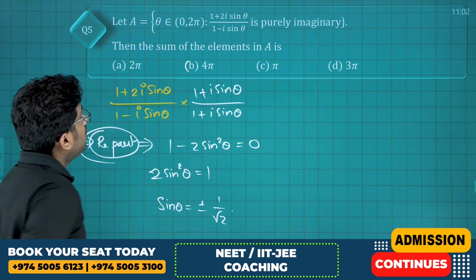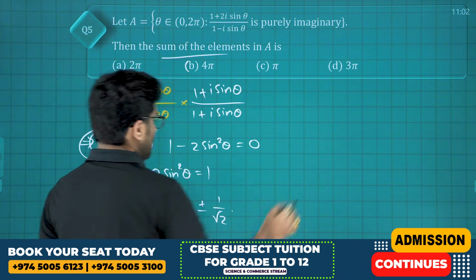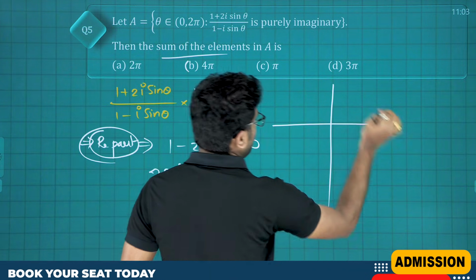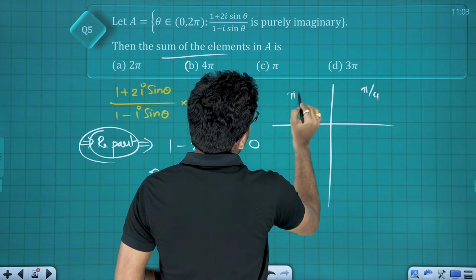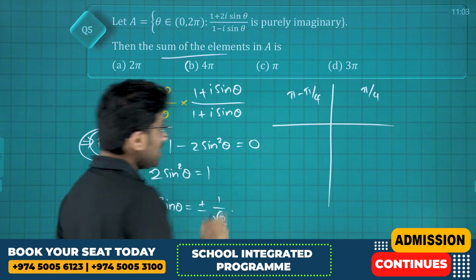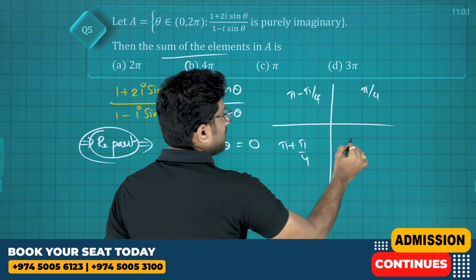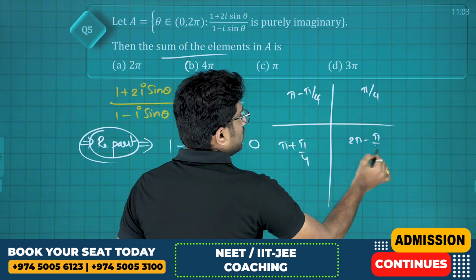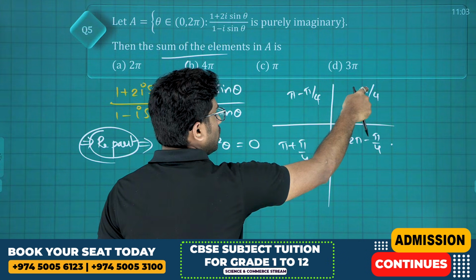Friends, in 0 to 2 pi, now they are asking the sum of the elements, no? See, plus or minus 1 by root 2 means we get 1 by root 2 in the first and second quadrants, that is pi by 4 and pi minus pi by 4, and minus 1 by root 2 in the third and fourth, pi plus pi by 4, 2 pi minus pi by 4. So if you add them, pi plus pi, 2 pi.